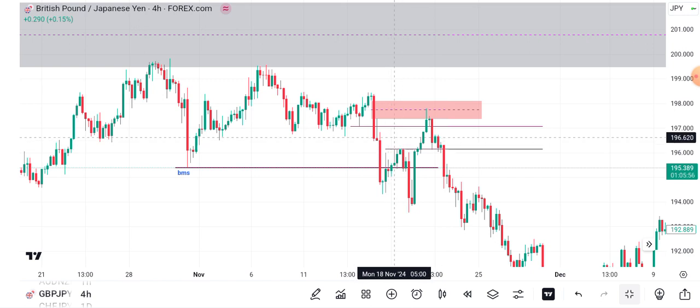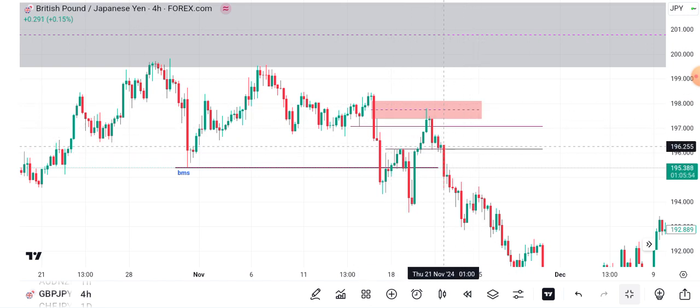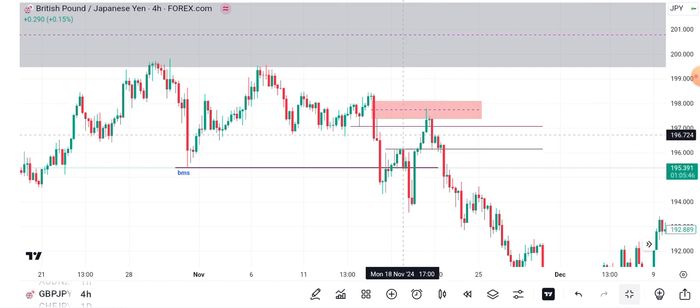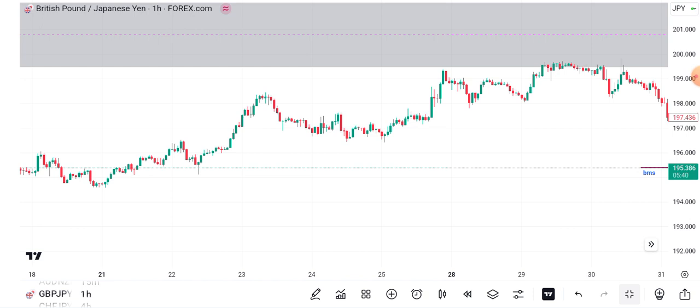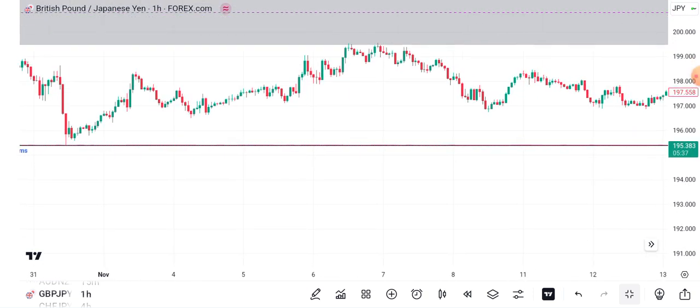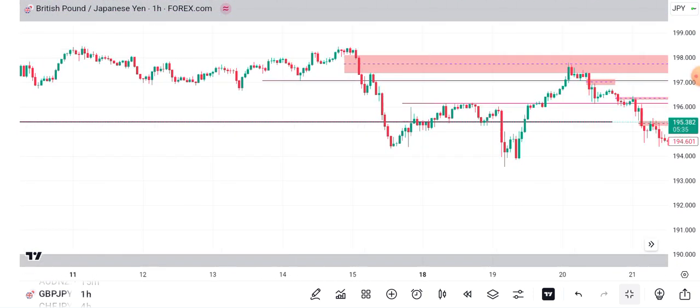So let's go down to the 1 hour chart to still check if we could see anything that will help us take this trade and ride it to the destination we earlier saw. So onto the 1 hour chart, what we could see here is very important.